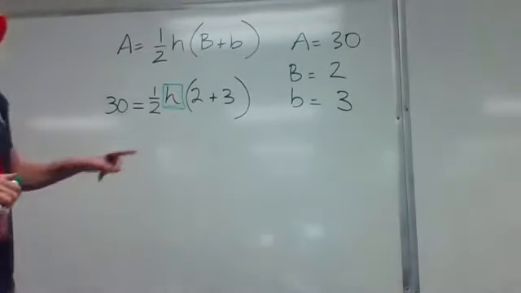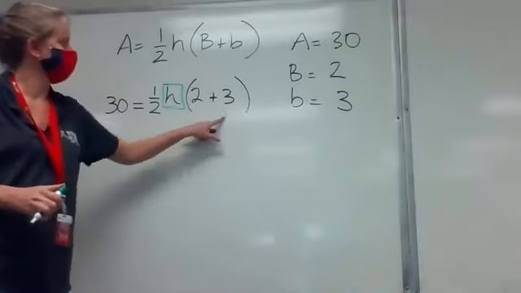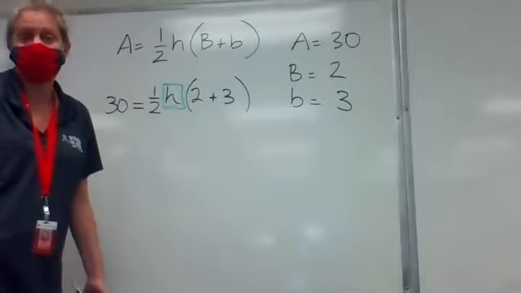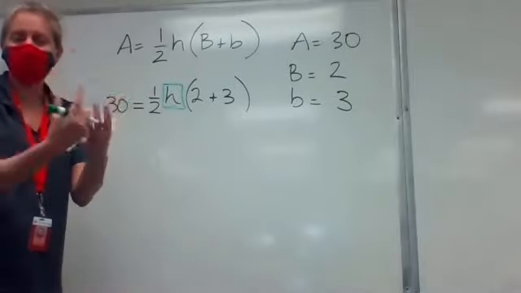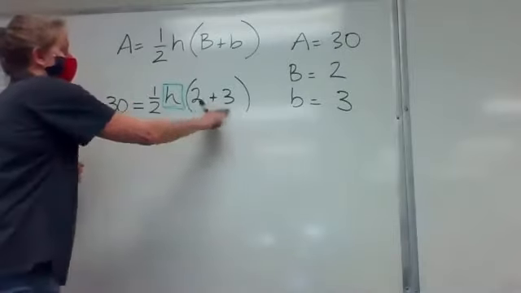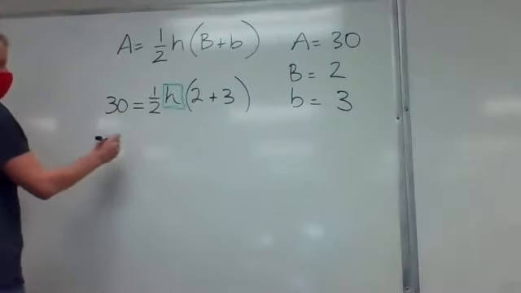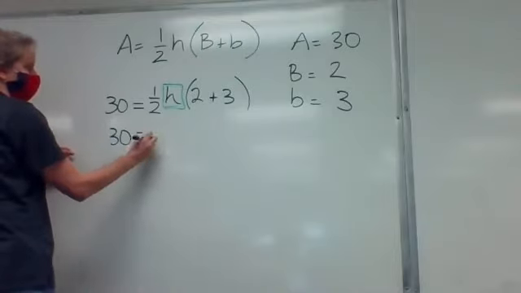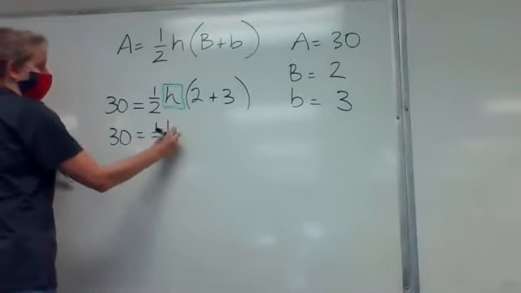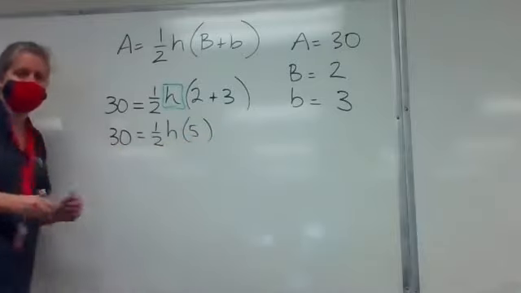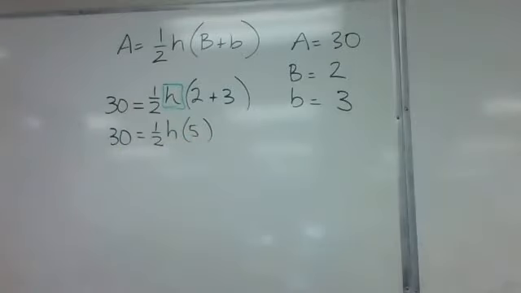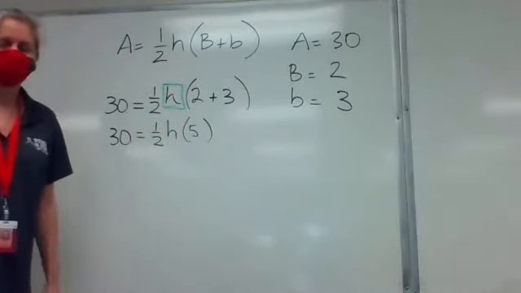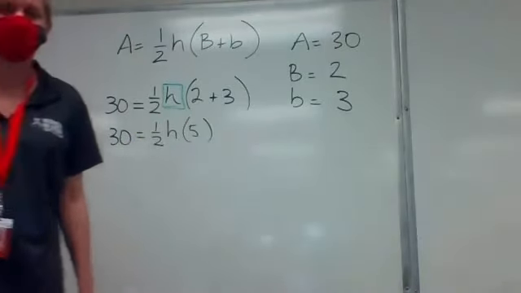So let's see. Look inside these parentheses. 2 plus 3. What is that? That's just 5, isn't it? Since they're like terms and they're inside that parentheses, I'm going to rewrite that as just a 5, just to simplify it, right? So I'm still going to just bring everything else down. 30 equals 1/2 H times 5. So all I did was add the 2 and the 3 together, since they were like terms inside that parentheses.